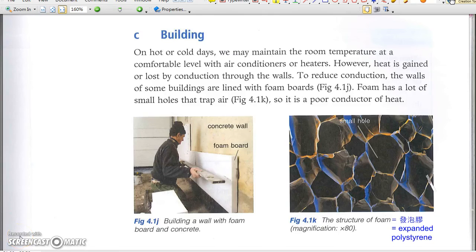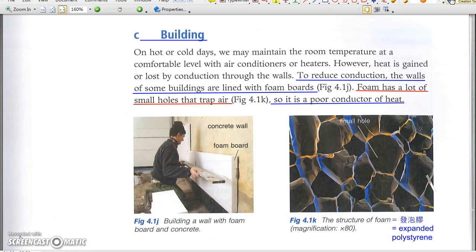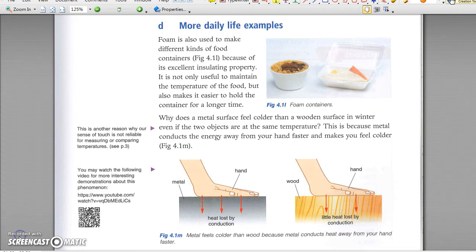C. Building. Foam is used as insulating material in building. Foam has a lot of small holes which trap air inside. That makes foam a good insulator. D. More daily life examples. Foam is also used to make food container to keep them warm or keep ice cream cold.